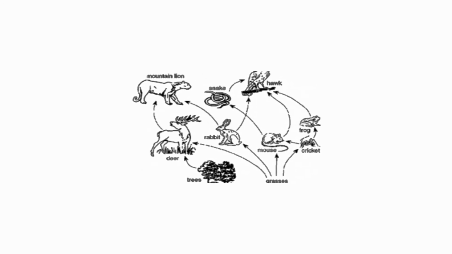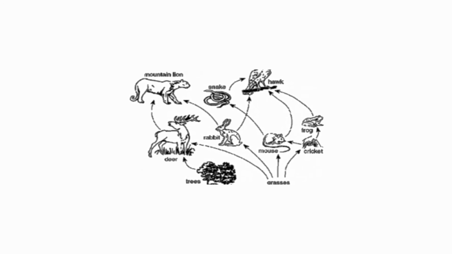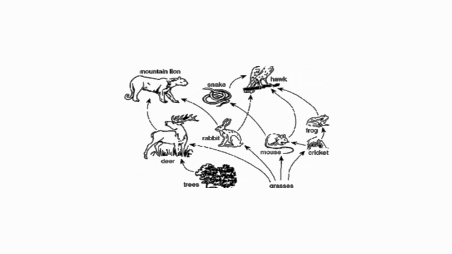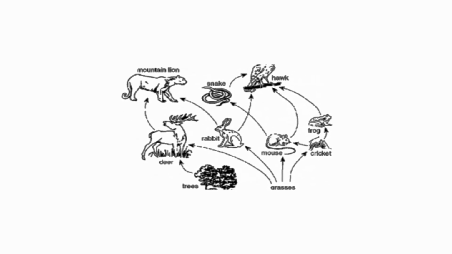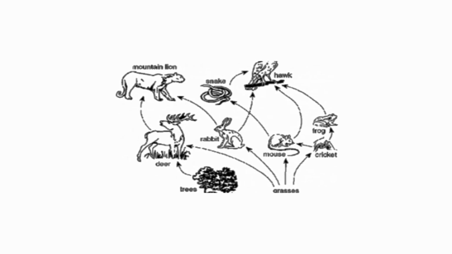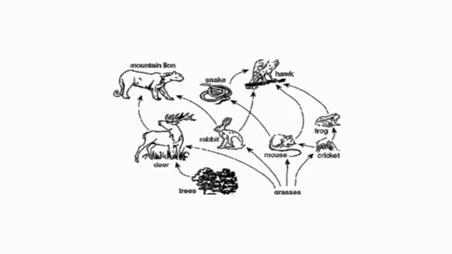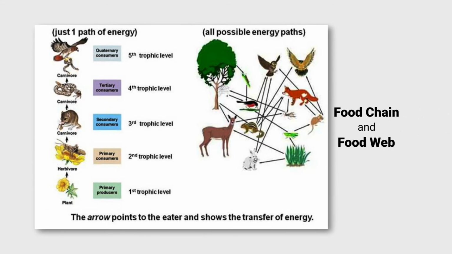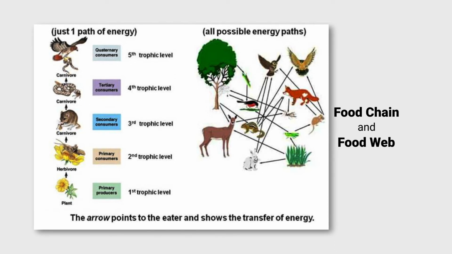This cricket eats grasses, and it is eaten by a mouse, and it is also eaten by a frog. Here this frog and this mouse are eaten by a hawk, and this mouse is also eaten by a snake. So this diagram shows the structure of the food web, and how the energy is flowing. You will be able to understand very clearly from this figure.